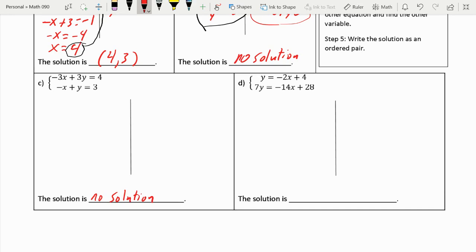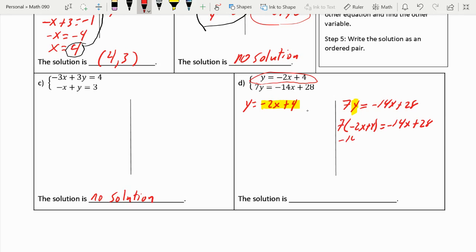And then for D, let's do D because this one's going to be a little bit different. You'll notice that they actually did solve one of these for y already. They were being nice. Y is equal to negative 2x plus 4. And then over here, we have 7y is equal to negative 14x plus 28. Well, again, what am I going to do? I'm going to take all of this because that's what y is equal to, and plug it in over here into this other equation. So 7 times negative 2x plus 4 is equal to negative 14x plus 28.